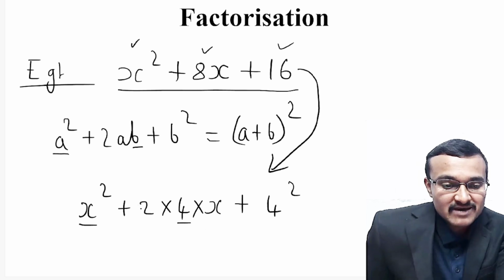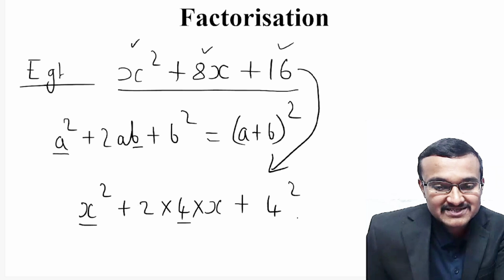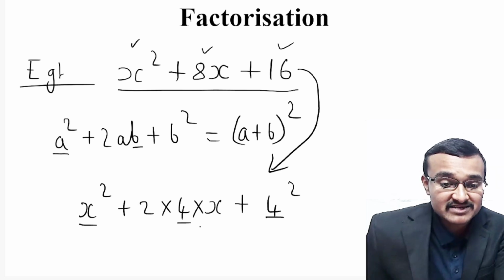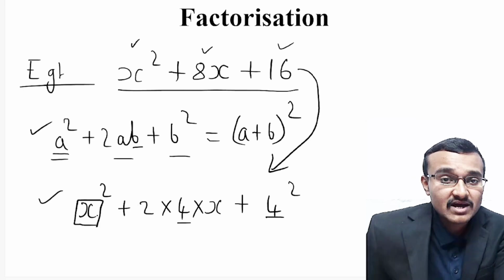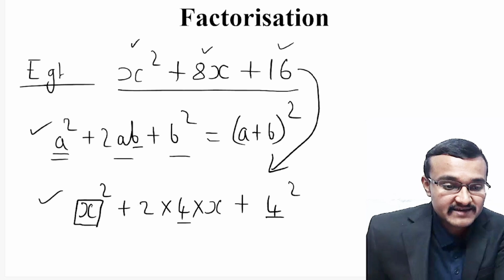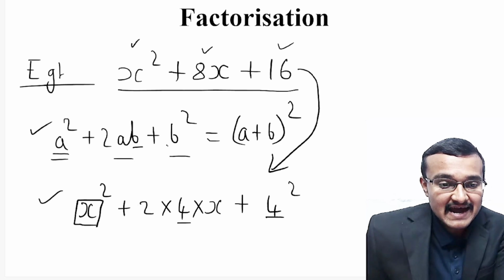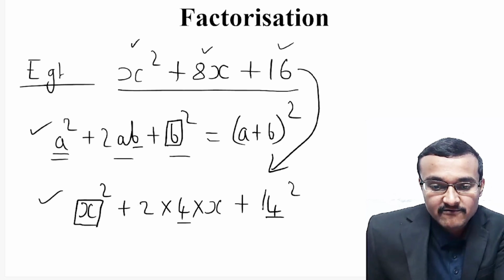So x square plus 2 into 4 into x plus 4 square. That means here a square plus 2ab plus b square. This particular equation we are writing in the form of a square plus 2ab plus b square. Now you can see here in the place of a we have x, and in the place of b we have 4.